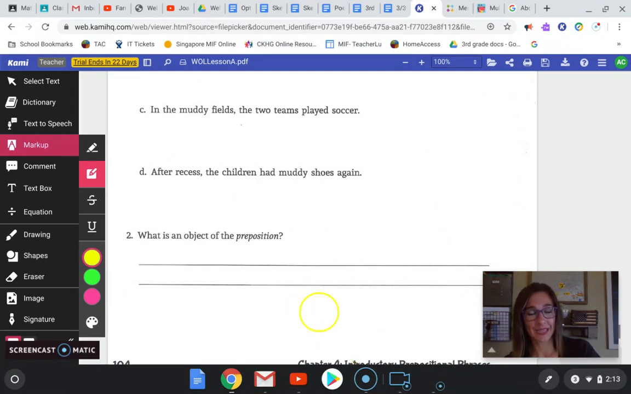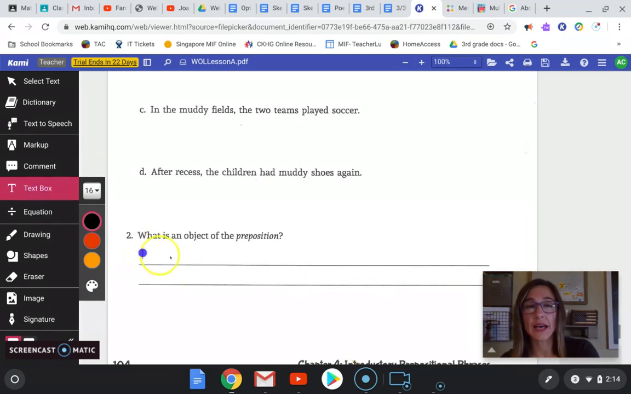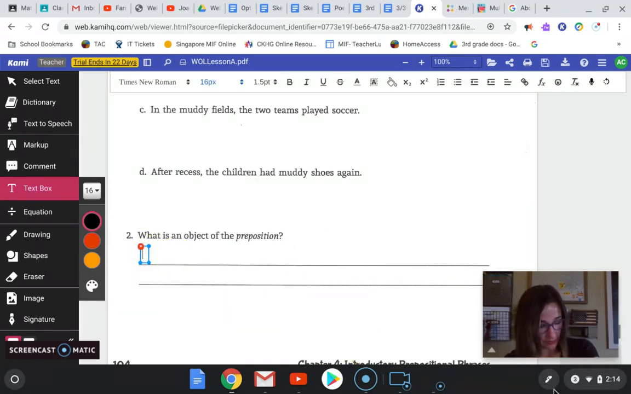The object of a preposition is the noun or pronoun after the preposition.